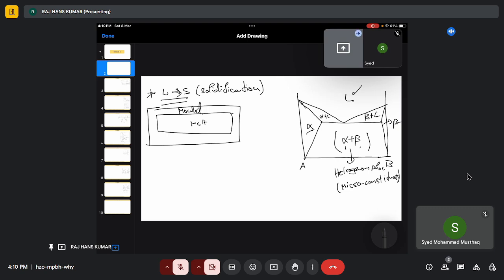Now, what I'm trying to do is take it out. Let's say it was in the furnace at time t equal to 0. This is the furnace, okay, which is keeping my melt in a liquid form. Now, at time t greater than 0, I mean after time, let's say t, this is my furnace.